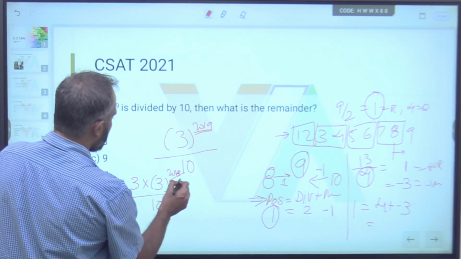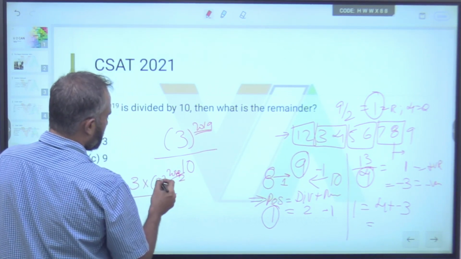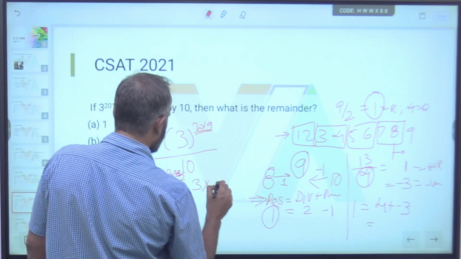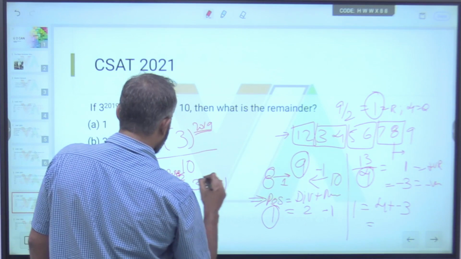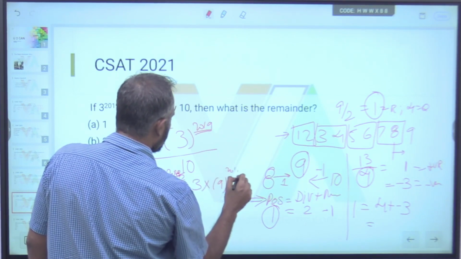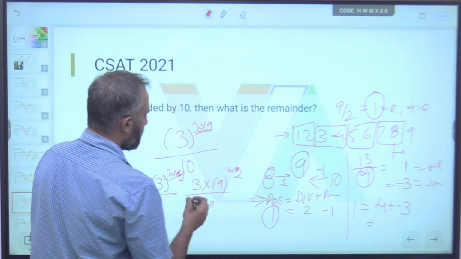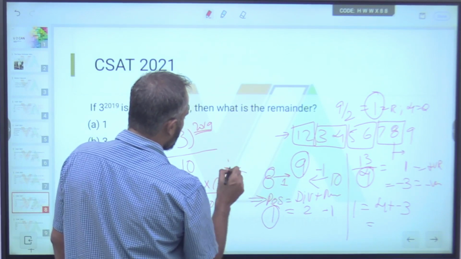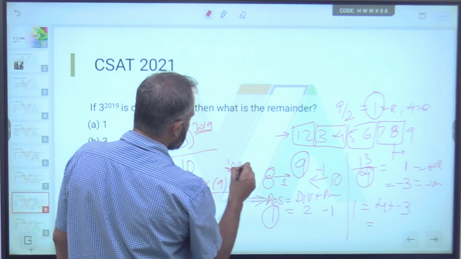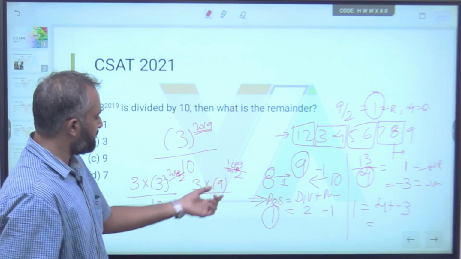Now, divide this by 2, and this by 2. So, now what does it happen? 3 into 9 into 2018 divided by 2 by 10. How much is this? 2 ones, zeros and 9. Since this is odd, this gives you a negative remainder.